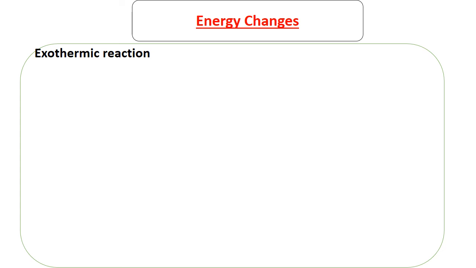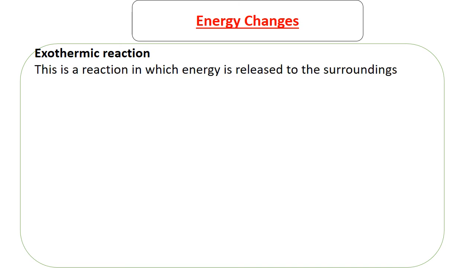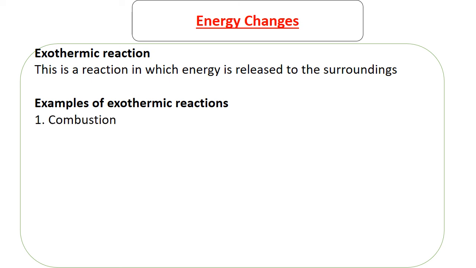Next, we look at exothermic reactions. Exo means outside, thermic heat. So exothermic reactions are just reactions in which energy is given out to the surroundings. Examples of exothermic reactions. The first is combustion. Combustion is any kind of reaction where oxygen reacts with something or where something is burned. So it's an example of an exothermic reaction.